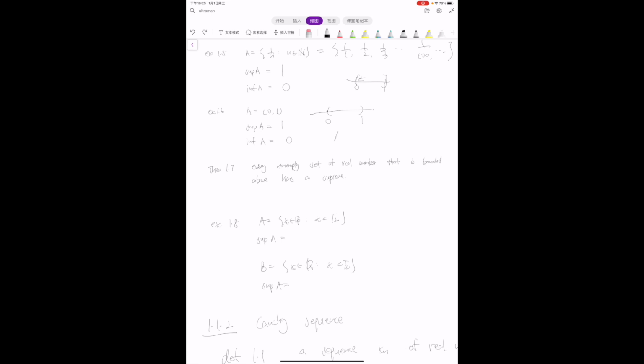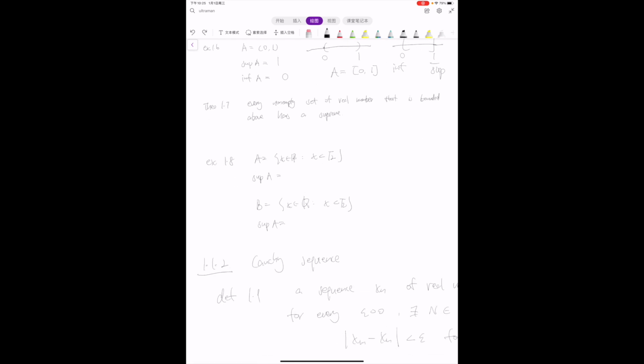But if you look at A equals a closed interval, closed interval means 0 and 1 are in the set. The boundary of this interval is in this set. And again, the supremum is 1 and the infimum is 0, and 0 and 1 are in this set.